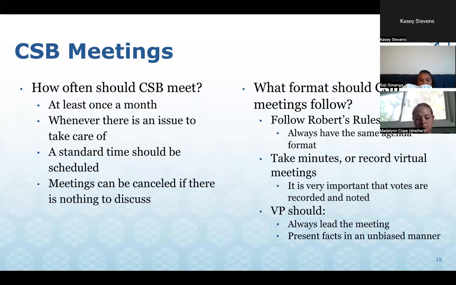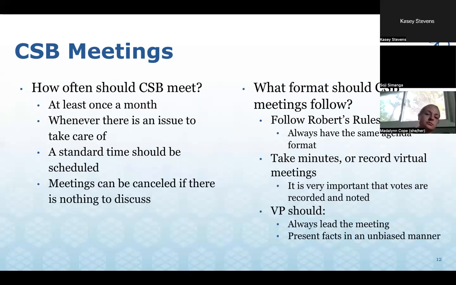You as a VP should always lead the meeting, like I said, and should present all the facts in an unbiased manner. This, again, is something that's definitely hard to do, especially when you're dealing with friends in your chapter or whatever might be happening. It's hard, but it's also very important, because if you are showing that impartiality, the rest of the board will follow in your footsteps. Questions on this?